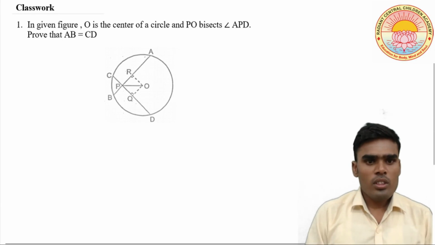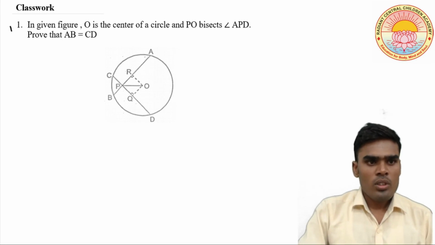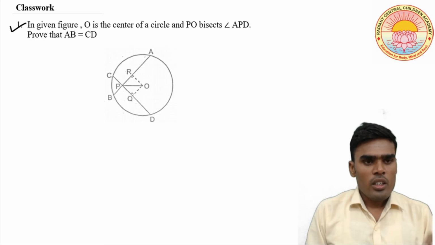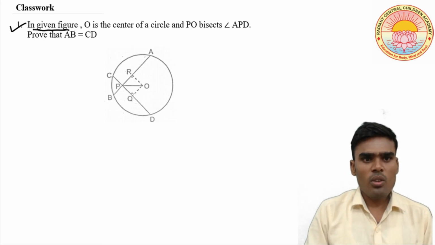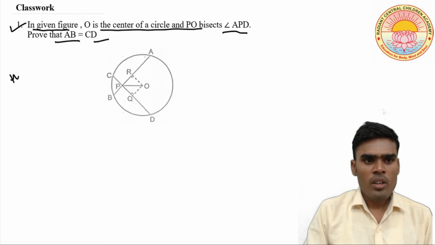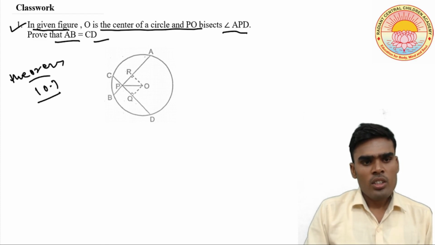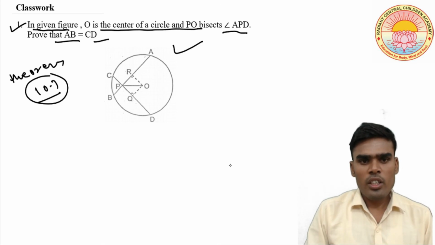In the classwork, question first is: in the given figure, O is the center of the circle and PO bisects angle APD. So prove that AB is equal to CD by using theorem 10.7. Thank you so much.